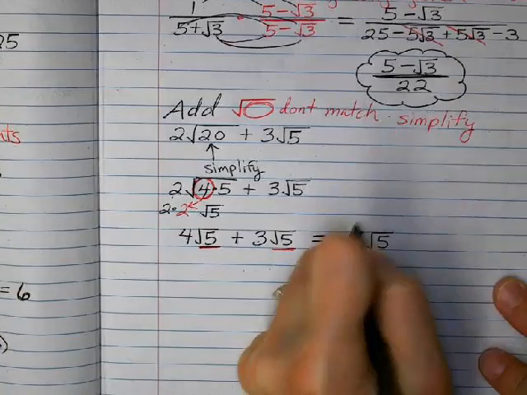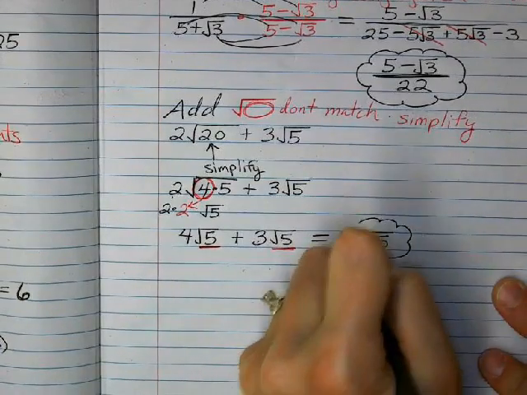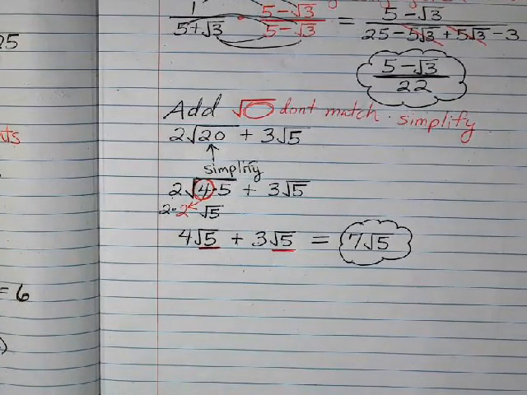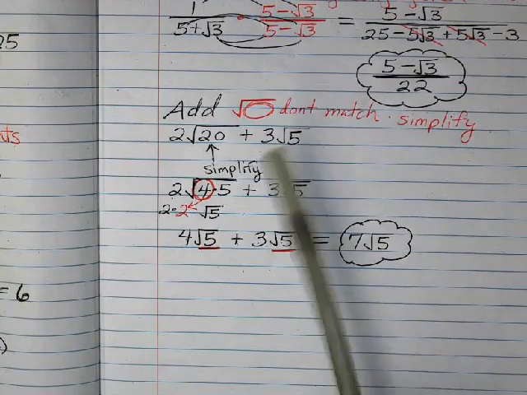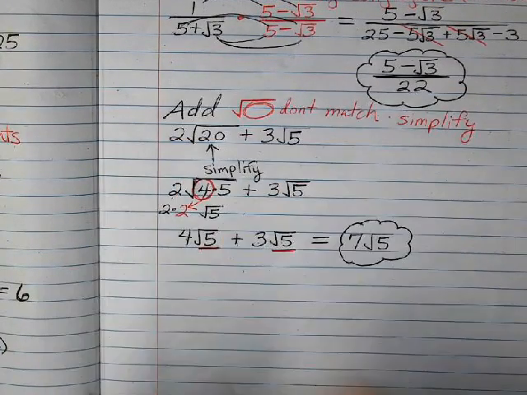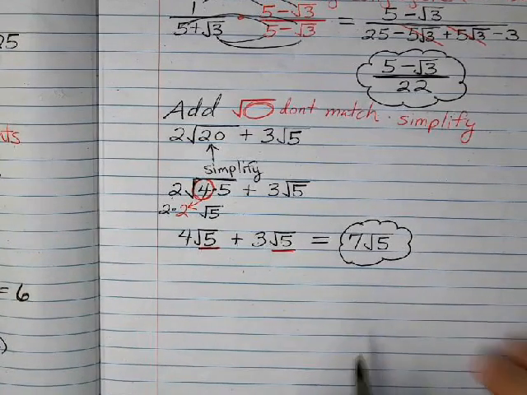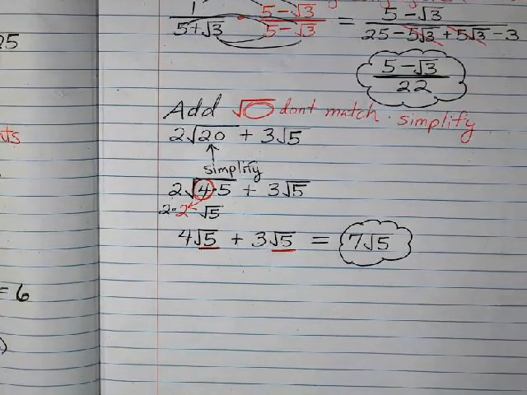See, there's a lot of little things today. So if they don't match, you need to work on one of them and simplify one of them down. If they already match, you're fine, you can add them up. Okay?